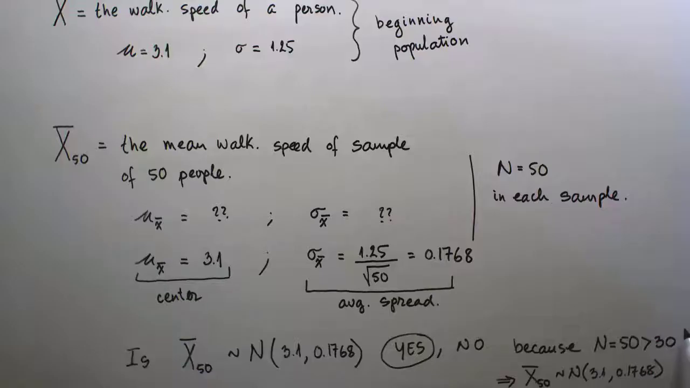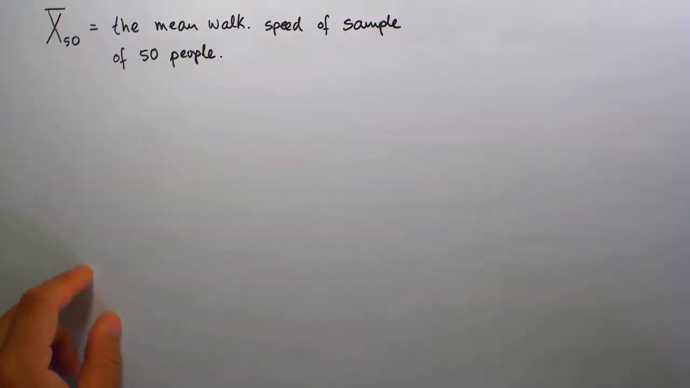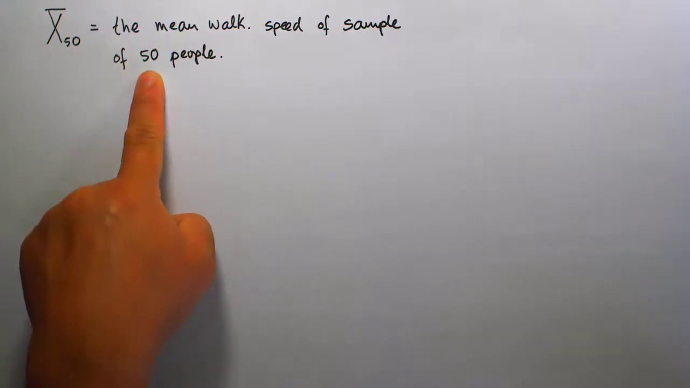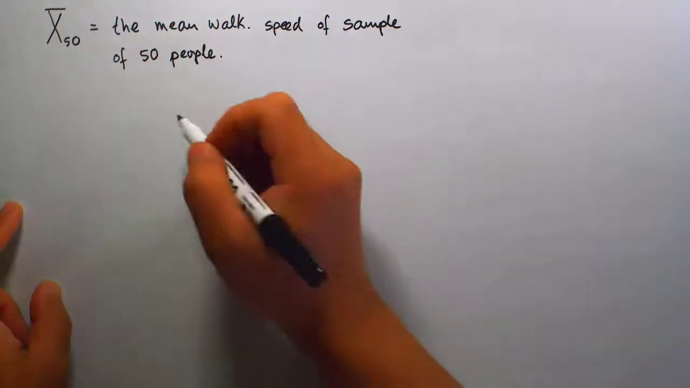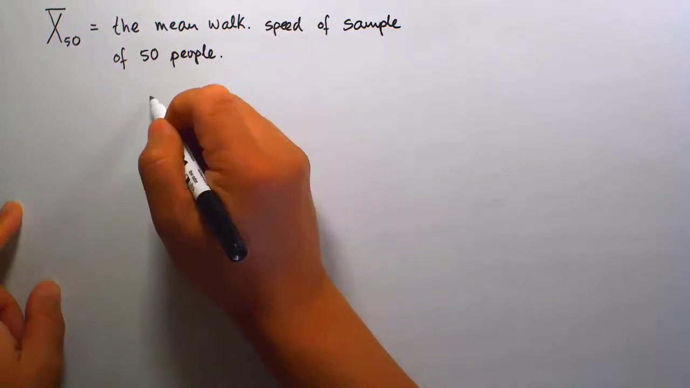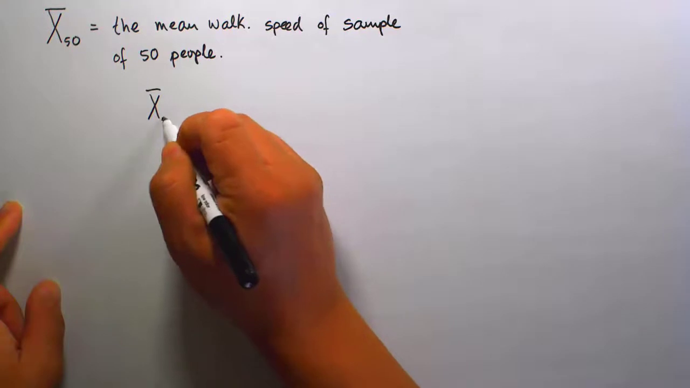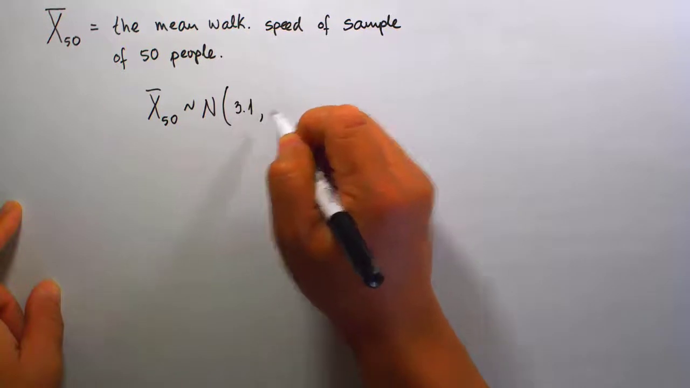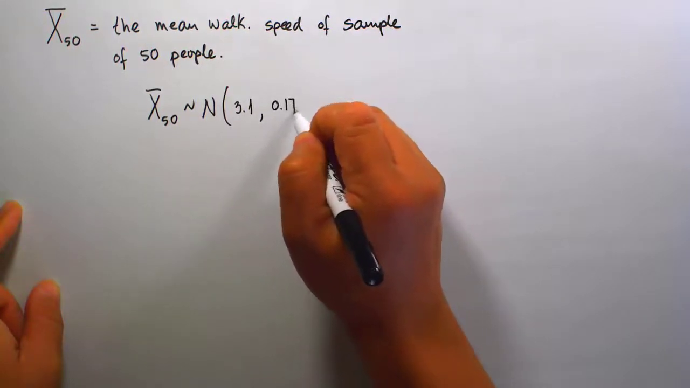Okay, so answering yes to this question, but the reasoning that leads to that is simply because we are looking at the sample size being 50, above 30, in each of our samples. So now, as a bottom line, we know that our sampling distribution of the mean, where there are 50 people in each of our samples, is a normal distribution with the center at 3.1 and standard deviation at 0.1768.